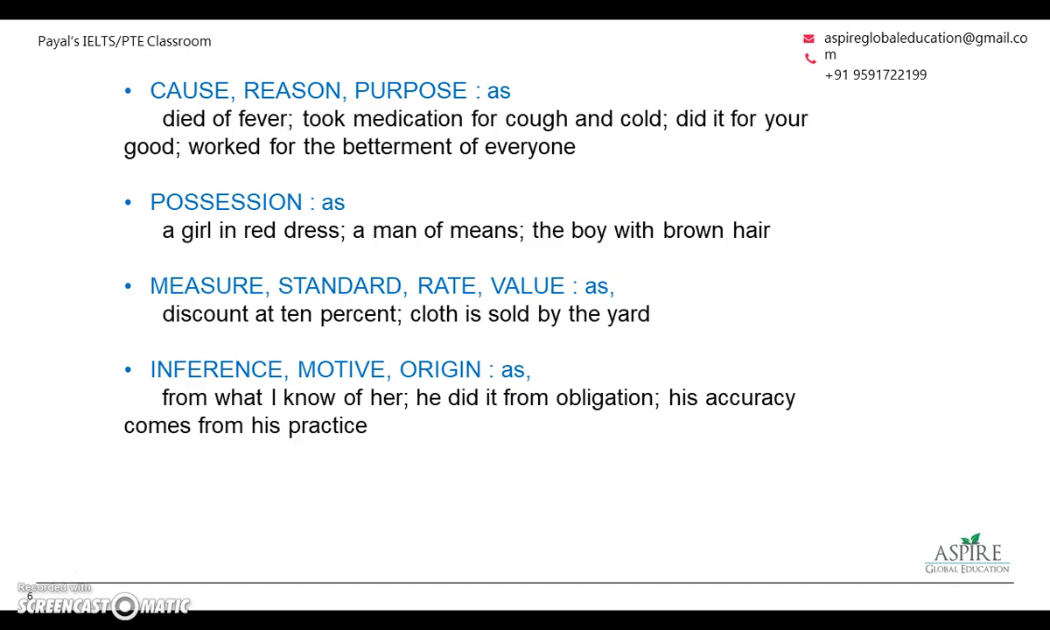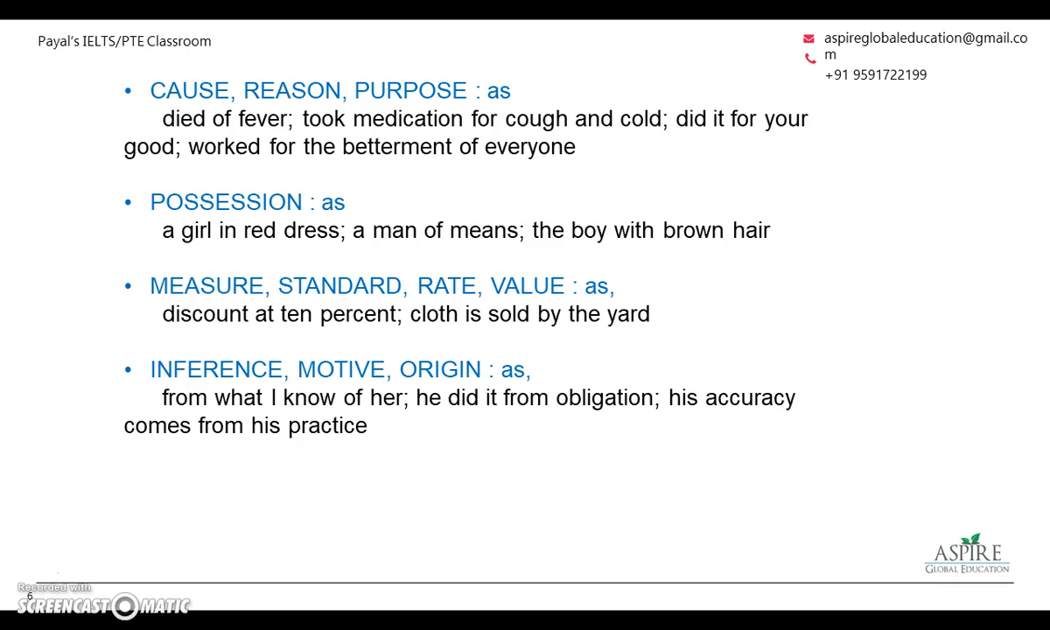I did it all for your good. So here for is not telling me the duration. Here for is telling me the purpose. Okay. Similarly, worked for the betterment of everyone. So here my preposition for is not telling me for how long. It is telling me the purpose. Why did he work? For the betterment of everyone. So for cause, reason, and purpose, most of the time you ask yourself the question why, and the answer gives you the right preposition which is used.